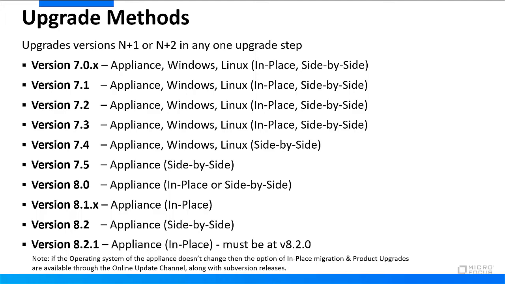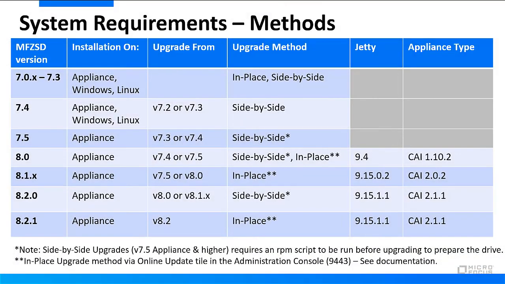And the condition on the 8.2 to 8.2.1 is you must be at 8.2.0 in order to go to 8.2.1 through the online update channel. And the other thing is 8.2, it's a side-by-side, which means the OS has changed. So since the OS changes on the appliance itself, you do a side-by-side.